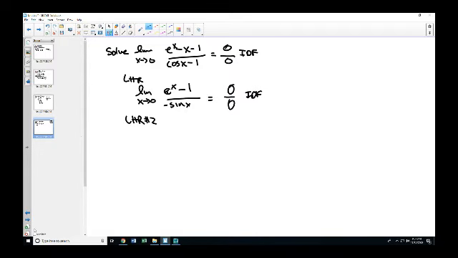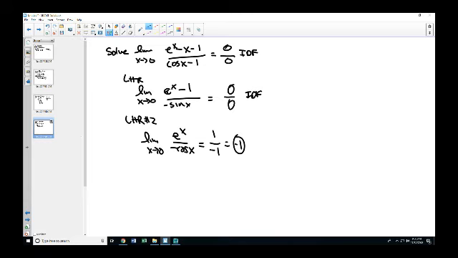Do it again. You need a second derivative? e to the x over negative cosine x. So then that's 1 over negative 1. Good answer. So if it doesn't work, just keep going. If you continue to get indeterminate forms, you can continue to use L'Hopital's rule.